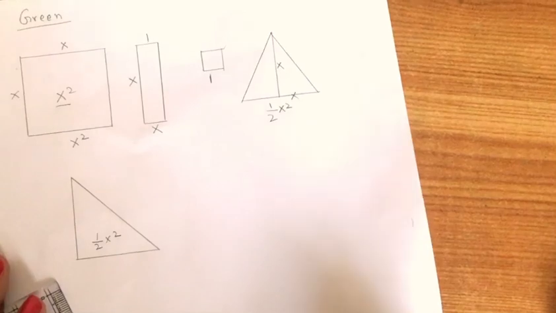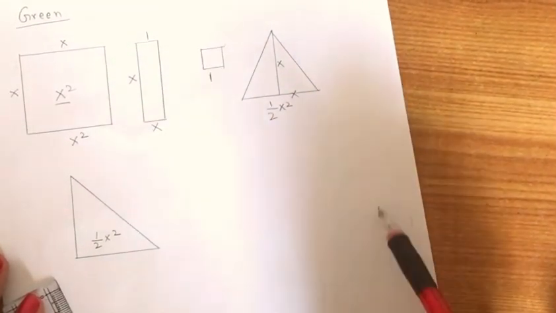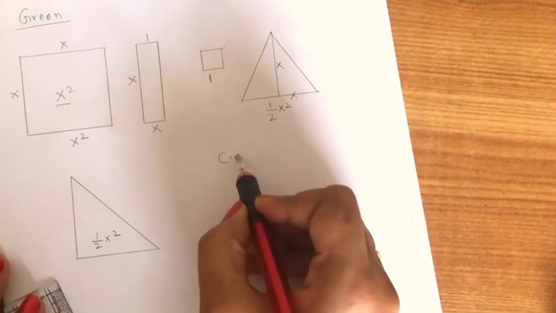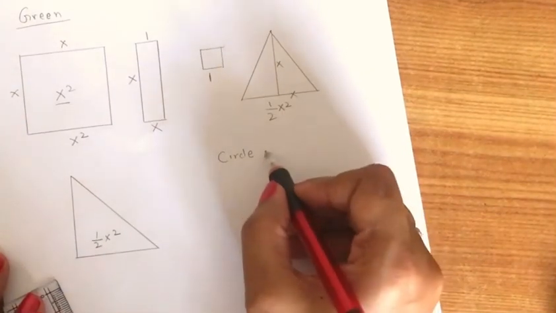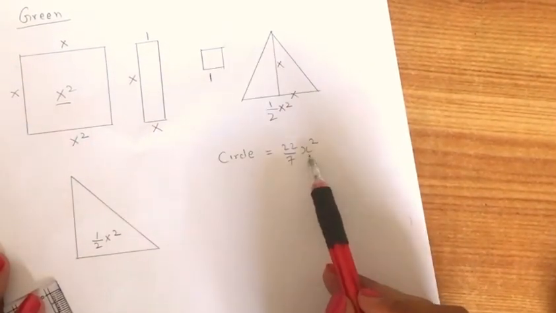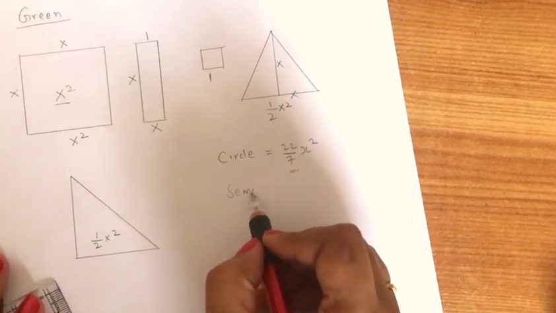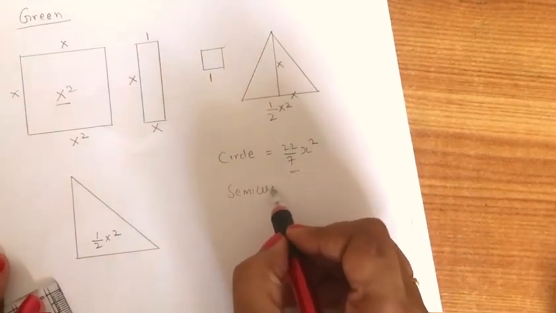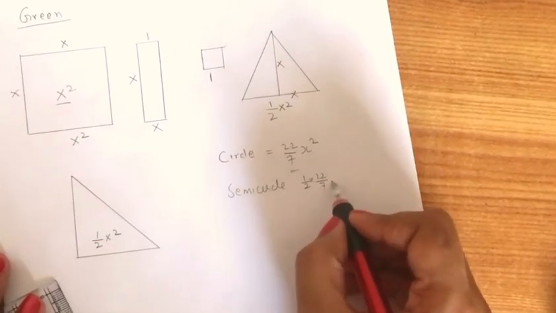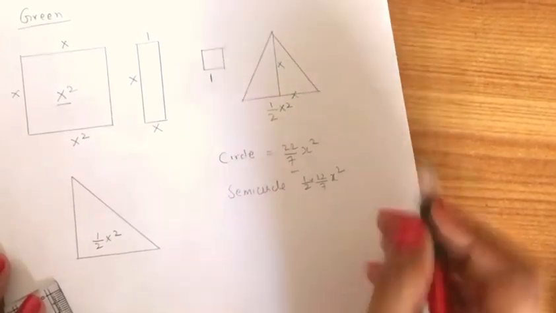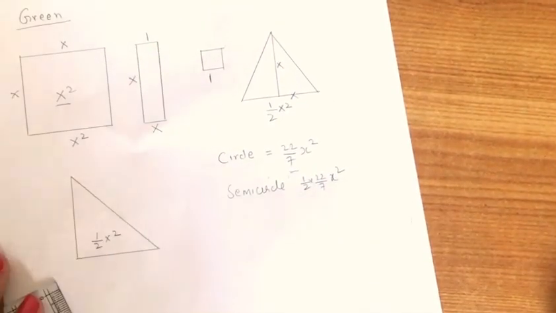Similarly, you can use a circular shape. You can draw a circle of radius 4 centimeter. If you want a circle in your design, then that tile will be pi r square. Similarly, you can have a semicircle also. If you need it in your design, you can draw a semicircle also. That would be 1 by 2, 22 by 7 into x square. So different tiles can be drawn using this green sheet paper.